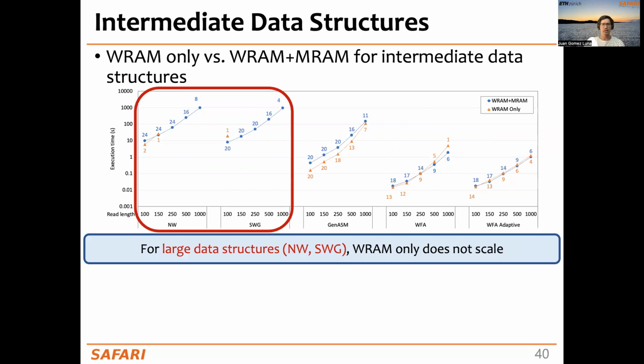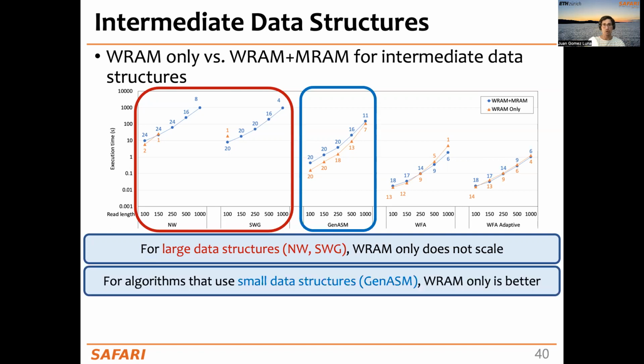Some observations are that for large data structures such as Needleman-Wunsch and Smith-Waterman-Gotoh, WRAM only does not scale because the size of the intermediate data structure, the scoring table, is pretty large. So at some point, we won't have enough WRAM to store the intermediate data structures of all PIM threads. So at some point, we have to reduce the number of PIM threads that are running concurrently.